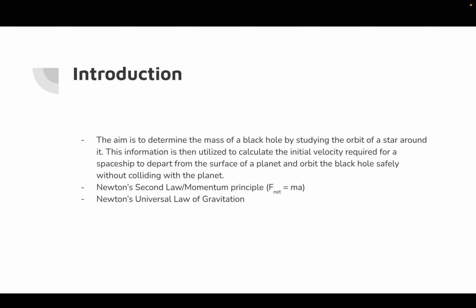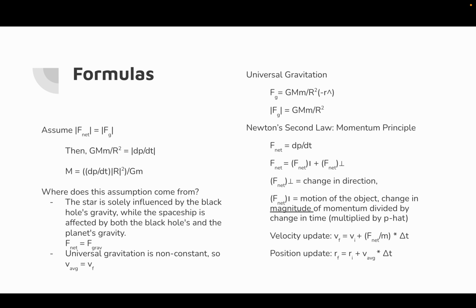Let's start with the introduction. The aim of this lab is to determine the mass of a black hole by studying the orbit of a star around it. This information is then utilized to calculate the initial velocity required for a spaceship to depart from the surface of a planet and orbit the black hole safely without colliding with the planet. This will be done with a computational model in Glowscript. This lab also explores Newton's second law and momentum principle, as well as Newton's universal law of gravitation.